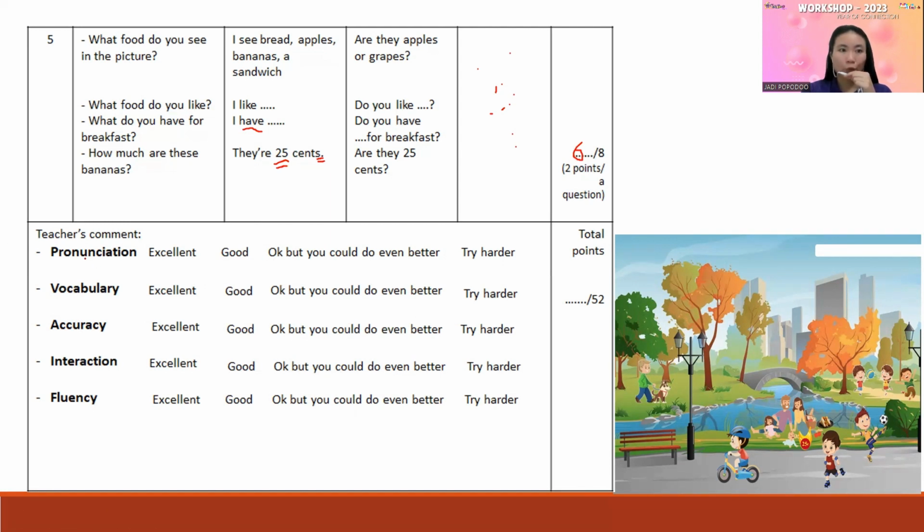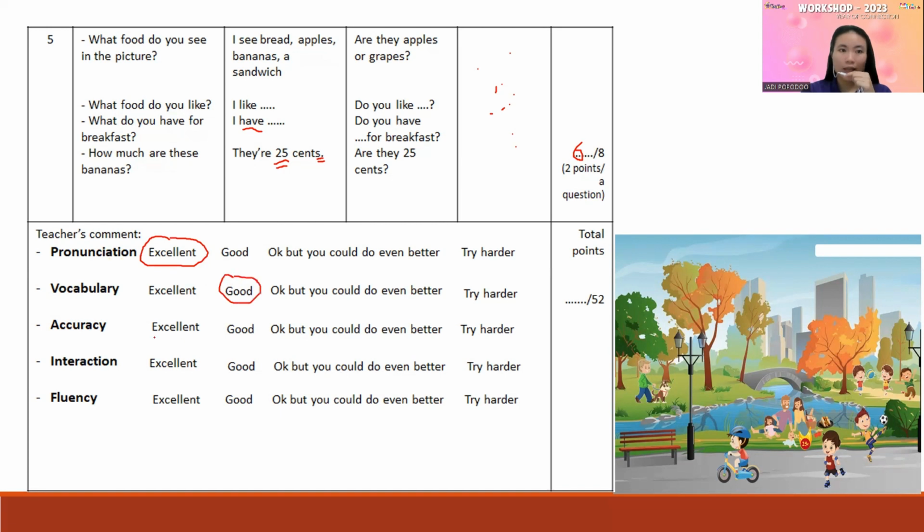here about 5 aspects: pronunciation, vocabulary, accuracy, interaction, and fluency. You have to circle the options. This is the feedback for a student so that they will know which aspect they need to improve. So please give honest feedback. For example, pronunciation is excellent. For example, you just circle here excellent. But the vocabulary, they are good.